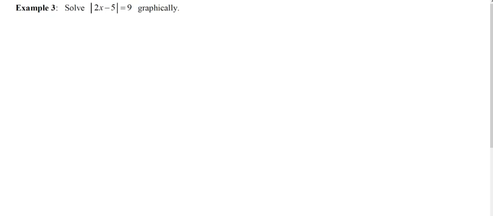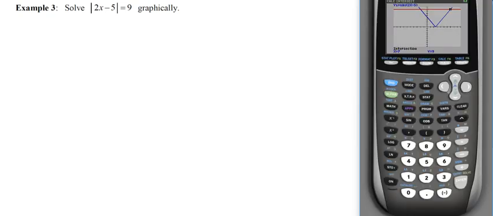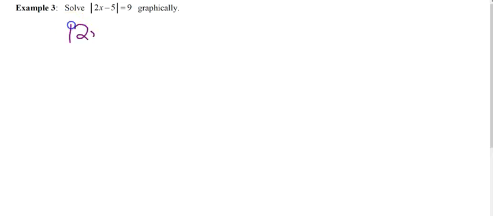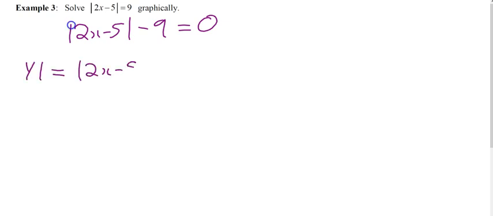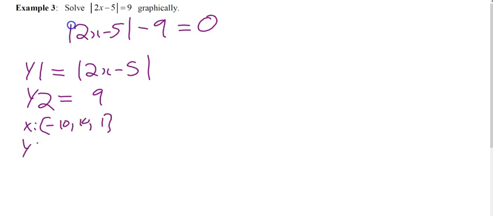Solve graphic. Oh, one other way. What else could we do? You could do the absolute value of 2x minus 5 minus 9 is equal to 0. Right? So you can do this. y1 is equal to the absolute value of 2x minus 5. y2 is equal to 9. The x window is negative 10 to 10 by 1s. The y window is negative 10 to 10 by 1s.